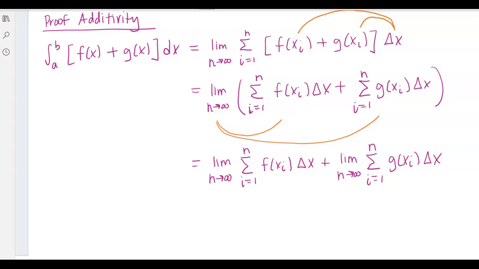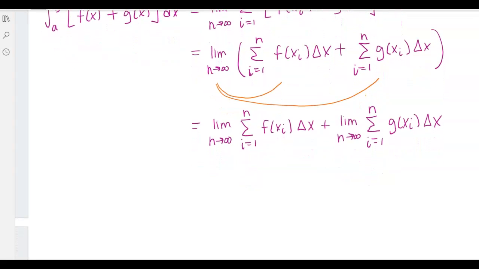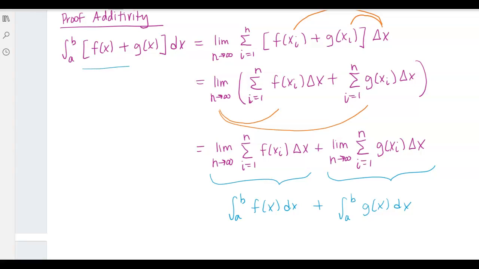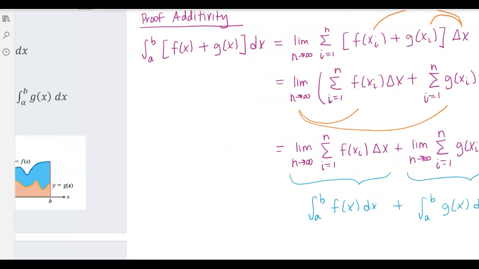Okay. And then going back to our definition of the integral, this part here is the integral from a to b of f of x. And then this part here is the integral from a to b of g of x. So this is just showing us that we can split the integral of two functions that are combined into two separate integrals.